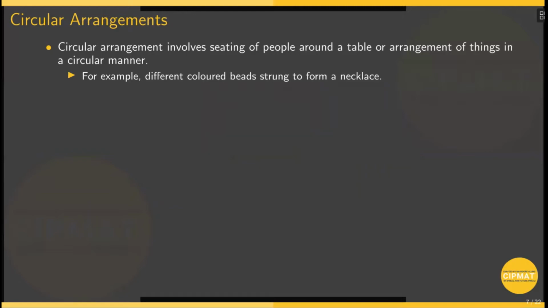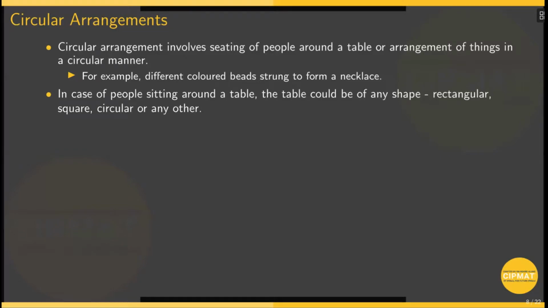What are some of the examples that you can see? The examples are like different colored beads which are strung to form a necklace. This can be one example. And the most common example that you will get in your examinations is a certain number of people sitting in a circular manner, and their positions will be discussed in the various parts of the questions. Now, in case of people sitting around a table, the table could be of any shape. It can be rectangular, it can be square, it can be circular. However, you can treat all of them as circular and equivalent to each other.